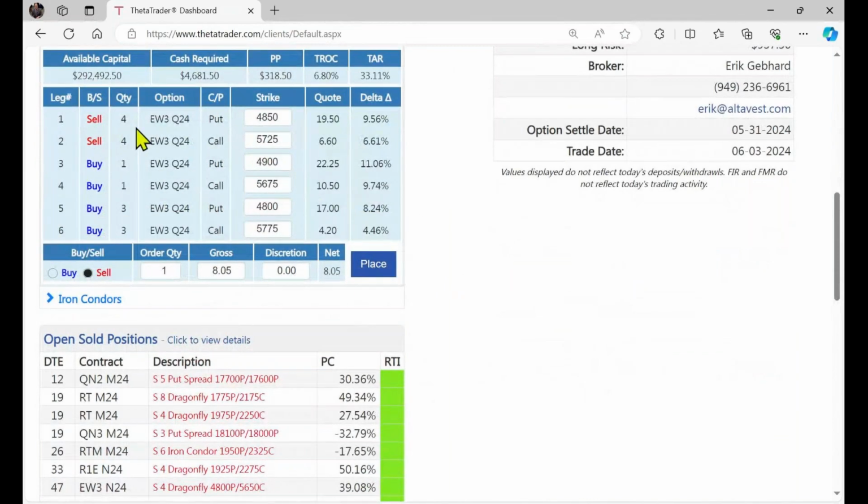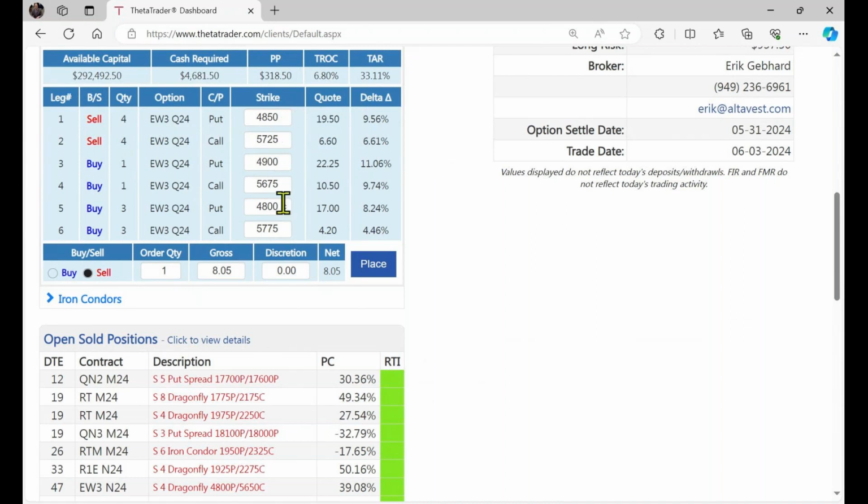And you'll notice the 4 puts that are being sold, the strike price here, 48.50, have a delta of 9.56. That means there's over a 90% probability that those options will expire out of the money. And that's how options traders look at deltas very often. And that's just according to the math and the probabilities. And the same thing with this call. The algorithm selected this call here with a 6.61 delta. So about a 93.4% probability that these calls that are being sold will expire out of the money as well.